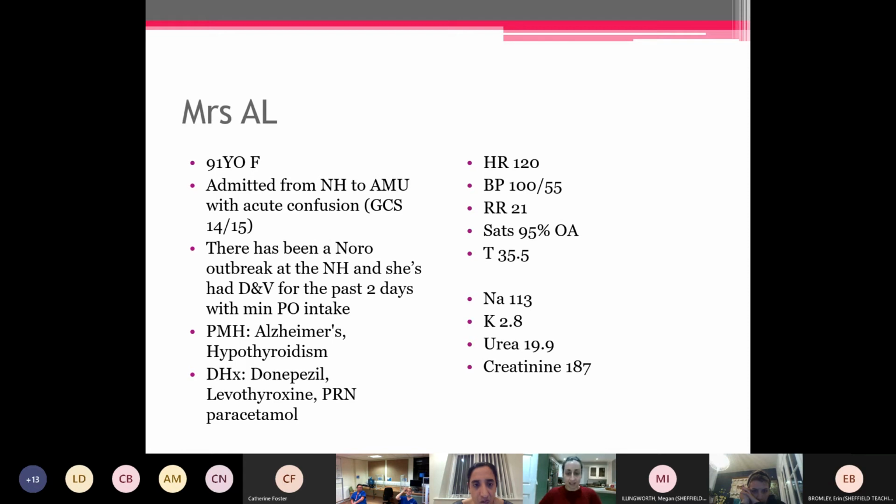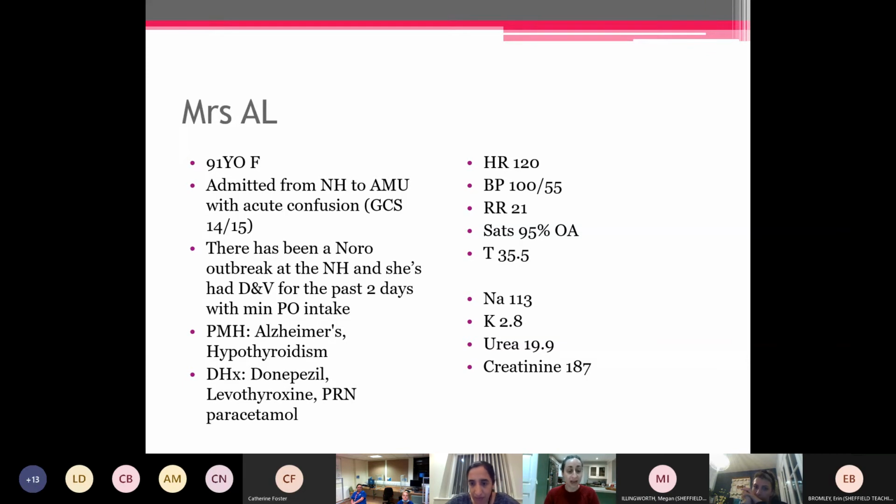Okay, cases. So let's bash through a few. So this is where a pen might be useful. 91-year-old lady who was admitted from a nursing home, and she's acutely confused with GCS of 14 out of 15. There's been a noro outbreak at the nursing home, and she's had diarrhea and vomiting for the last 2 days with hardly any oral intake.